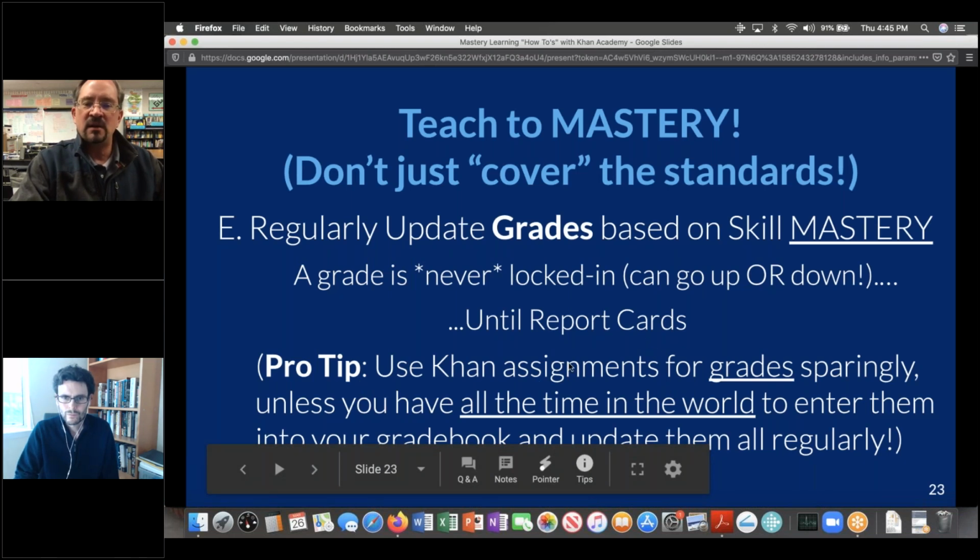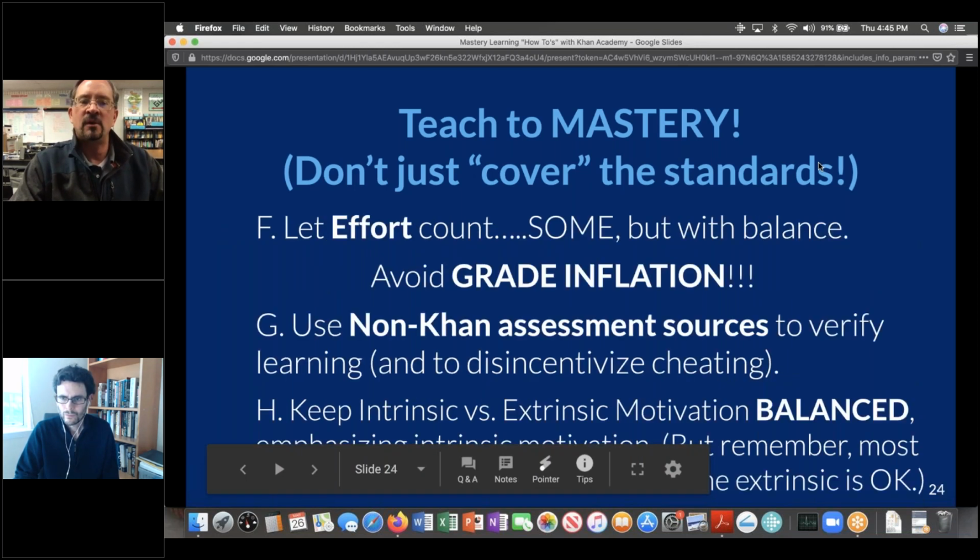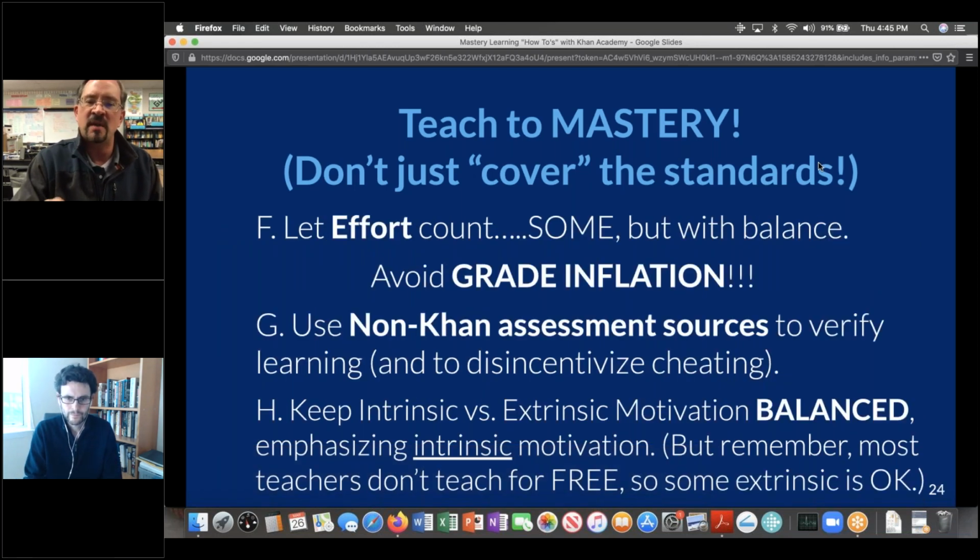But I do recommend using the assignments sparingly, but you do what works for you, but make sure you follow the mastery learning model if you want to be able to do all this. Next, let effort count. We just talked about that. Okay, but watch out for grade inflation. I have taught high school and junior high. I have tutored dozens and dozens of high school, junior high and college students.